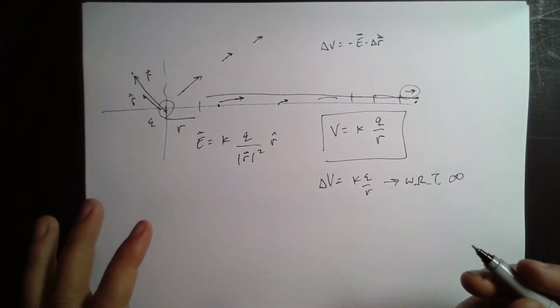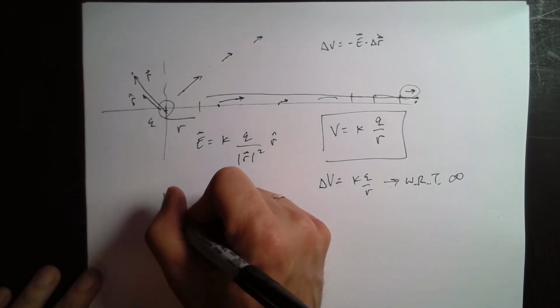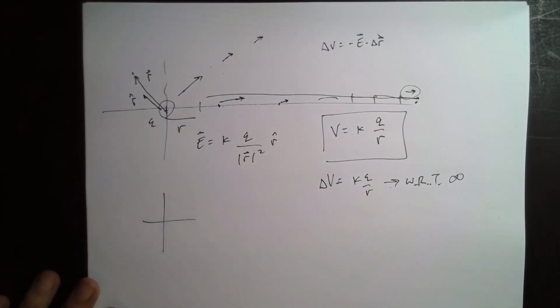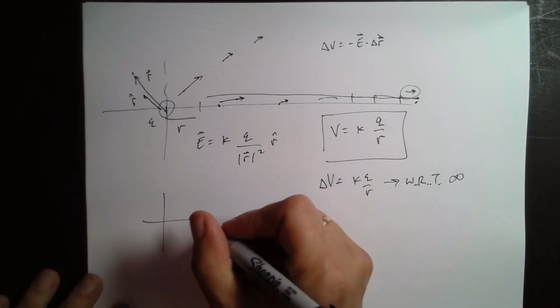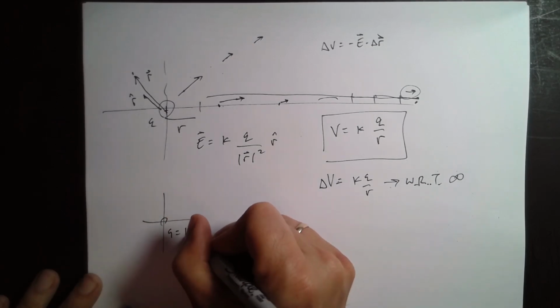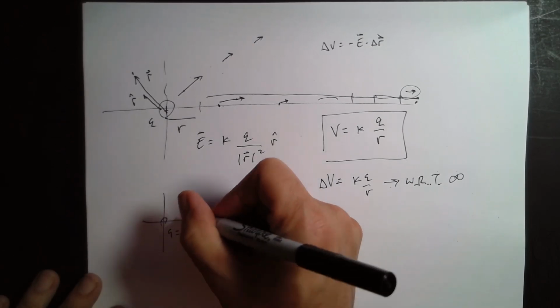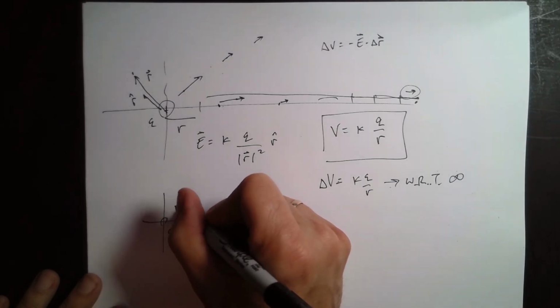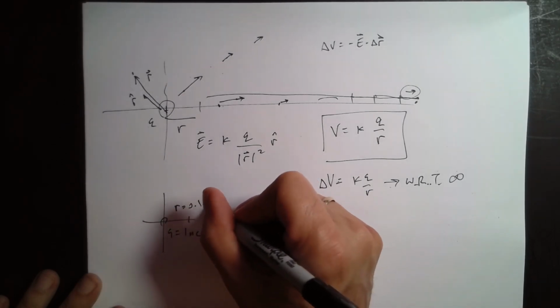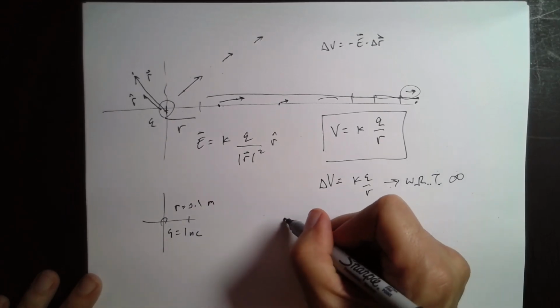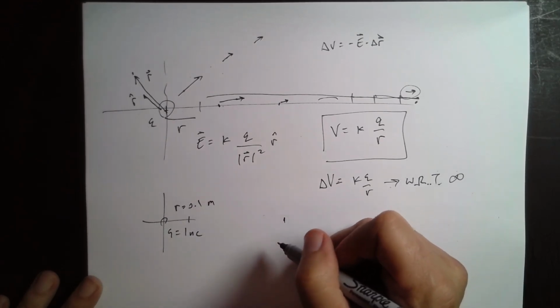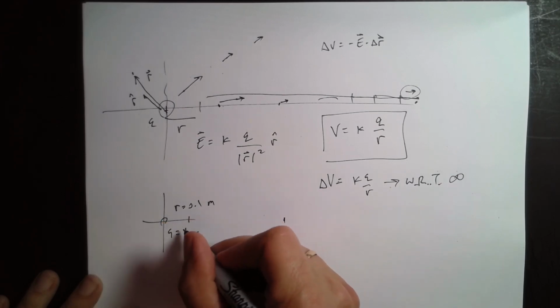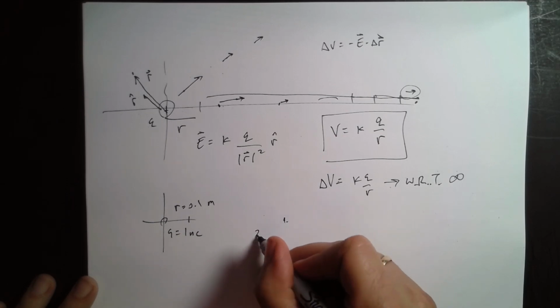Now, in order to do this, I need some numbers. I'm going to take the value I picked before: Q is 1 nanocoulomb, and I want to go to a distance of r equals 0.1 meters, so 10 centimeters. I'm going to start somewhere over here, let's say at 3 meters. If I'm going from 3 meters to 10 centimeters, that's as far as I want it to go, right?